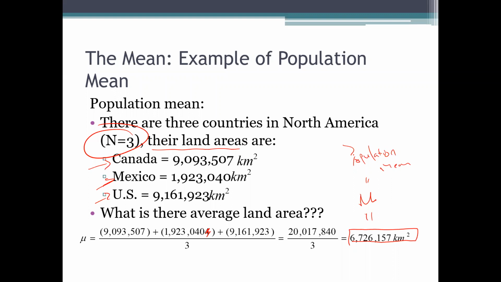All right, back onto the class, off the tangent. So whenever you have all the possible data values, that's a parameter, and that gets the Greek letter.